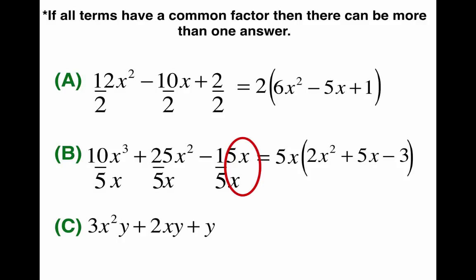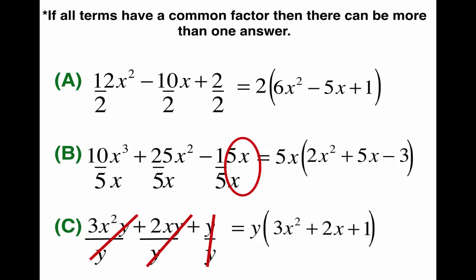Okay, last problem, letter C. What can we divide out of 3x squared y plus 2xy plus y? Well, we definitely can't divide any numbers out. Like 3, 2, and 1 don't really have a common factor. But I did notice that there's a y with each of these terms. So why don't we divide the y away from each of these and pull it out? That means we have y out in front, and then we have 3x squared plus 2x plus 1.